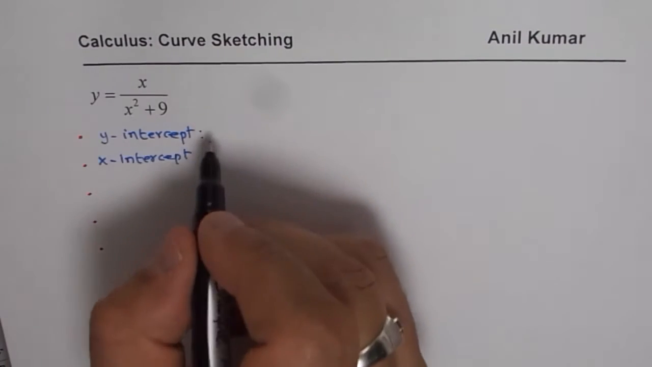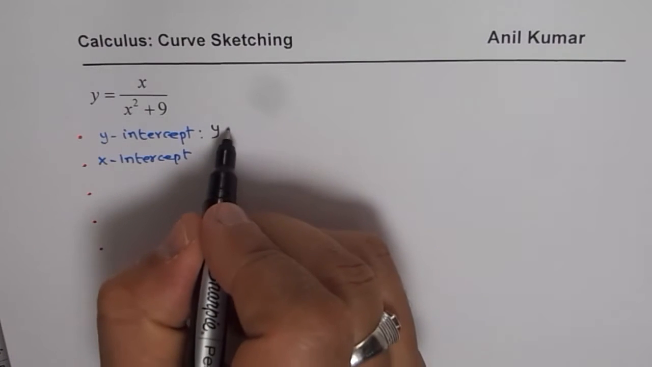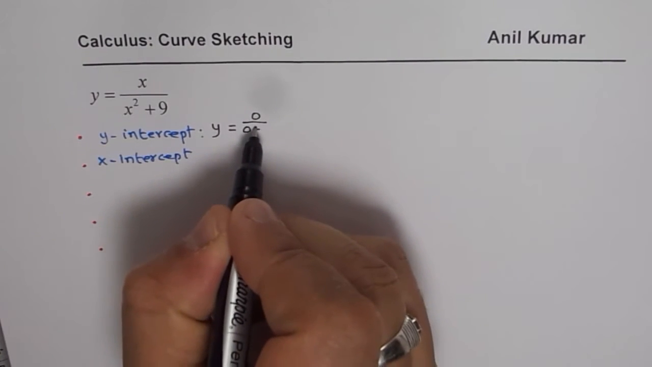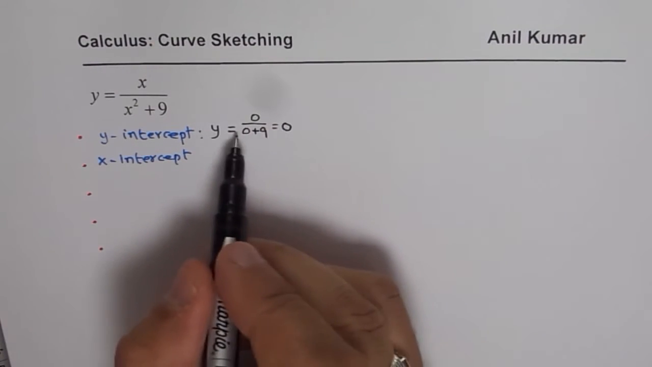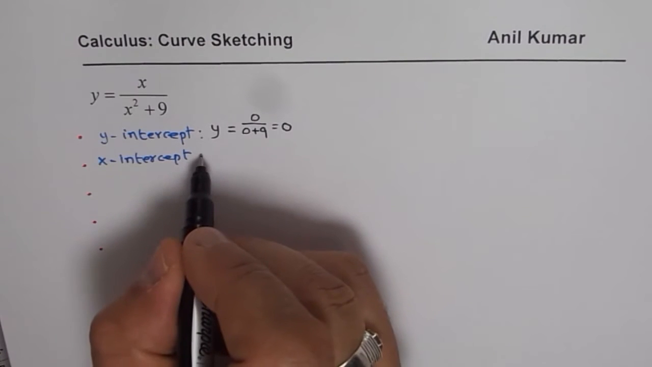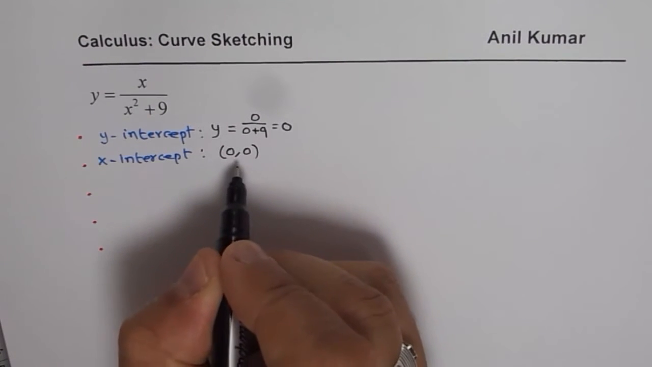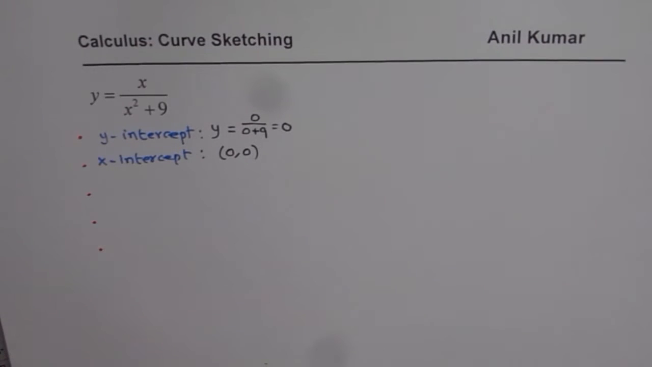So for me, the y-intercept in this equation, x over x squared plus 9, will be equal to 0 over 0 plus 9, which is indeed 0. Now since the y-intercept is 0, we know the x-intercept is also 0. So the origin (0, 0) is on the curve, correct? So we get two critical points which happen to be the origin itself.